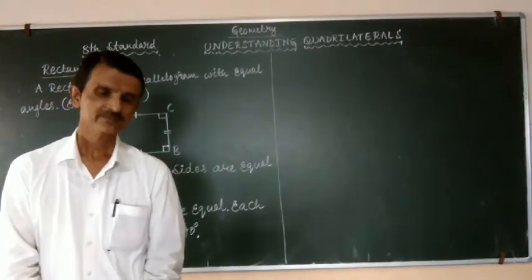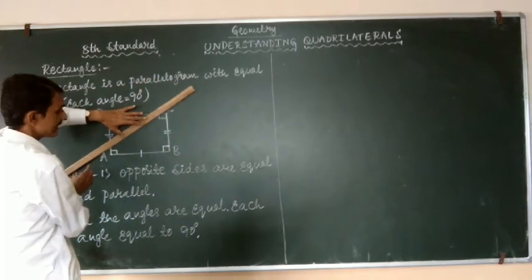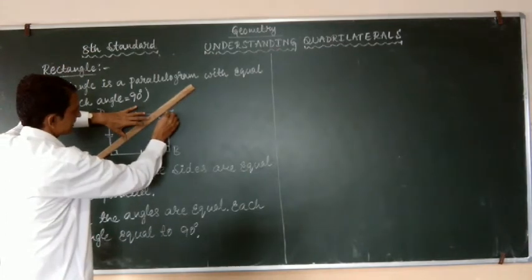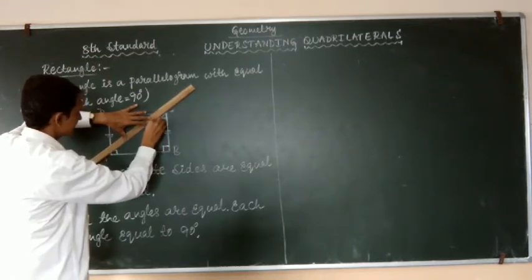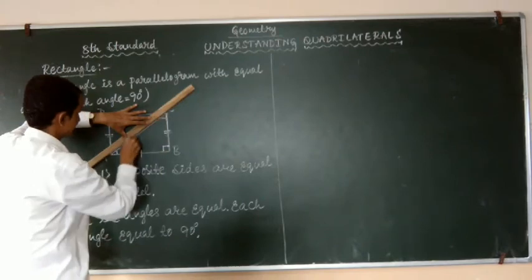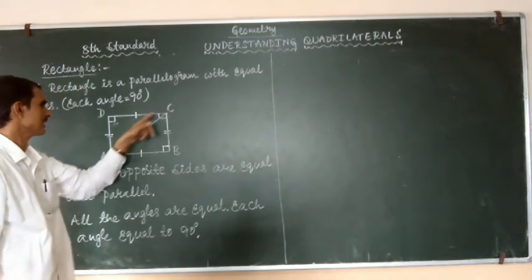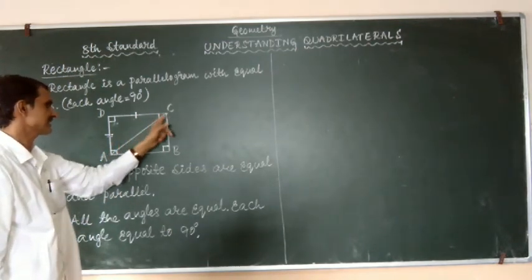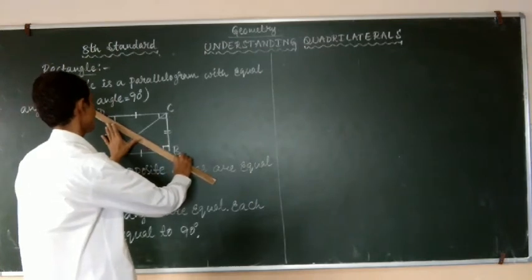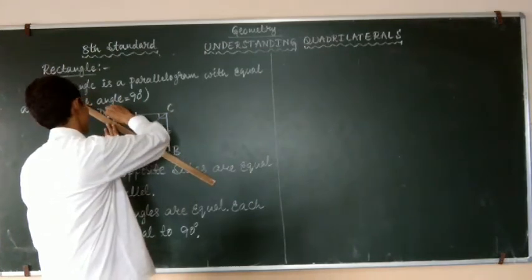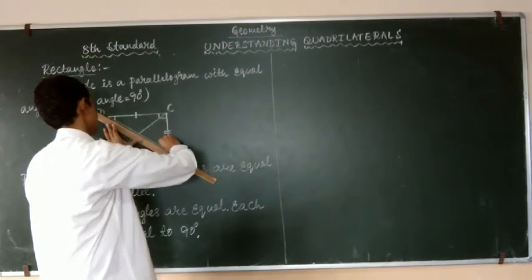Now students, we will see the other property, that is the diagonals property. You are already perfect in the definition of the diagonal. A diagonal is a line segment which joins the opposite vertices. If you observe, I have joined the vertices A and C. Therefore AC is a diagonal. Similarly, if you join vertices B and D, BD is called a diagonal.